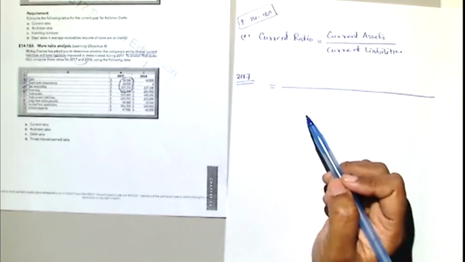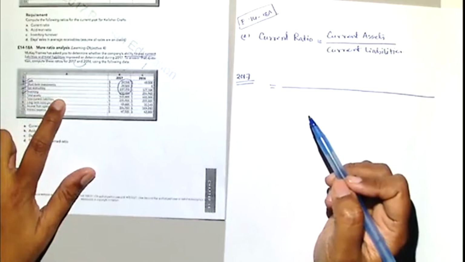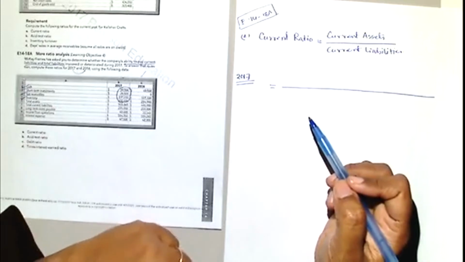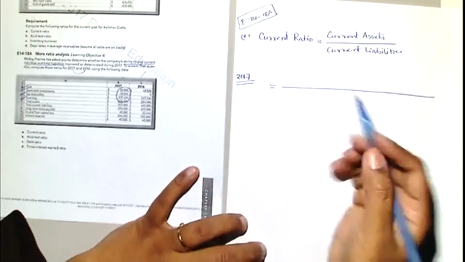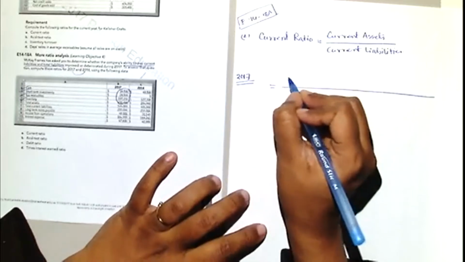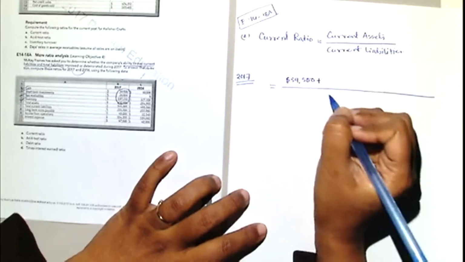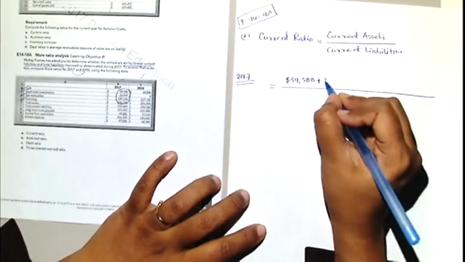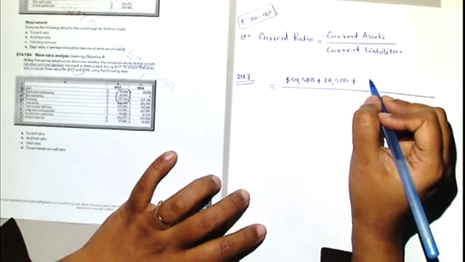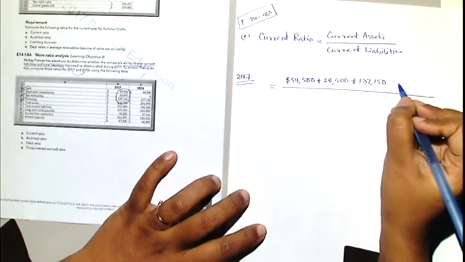Who can tell me? Cash, short-term. Excellent. So these are the items. Who can tell me the numbers? John, you want to tell me the numbers? Cash is how much? 59,500. Go ahead. How much is your short-term investment? 28,500. And then? Great. What else?